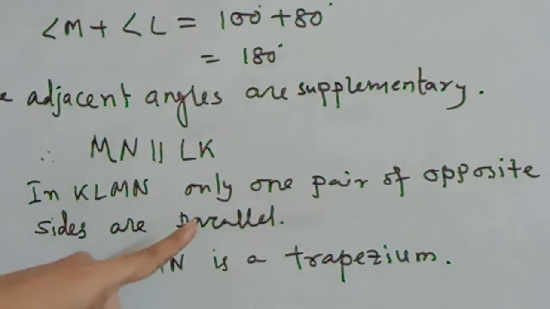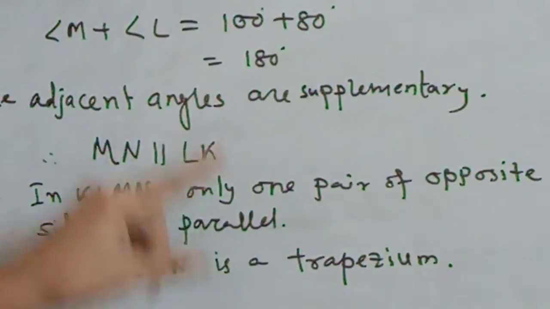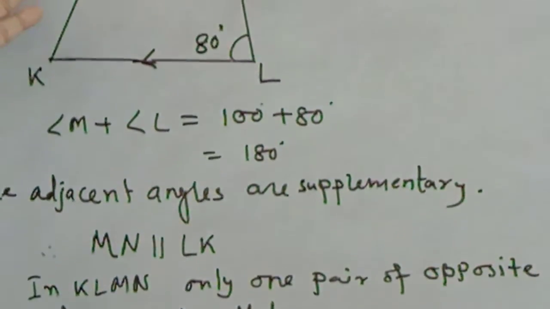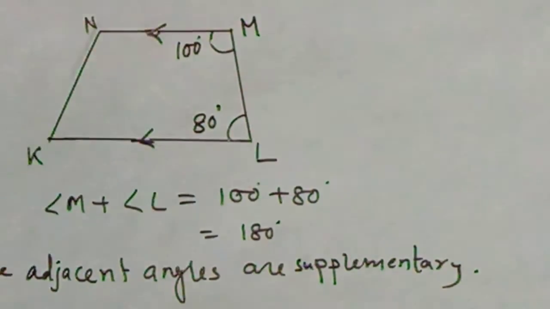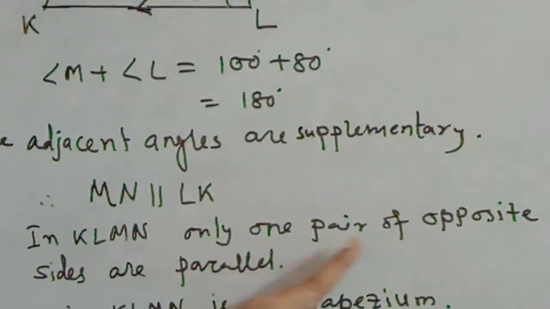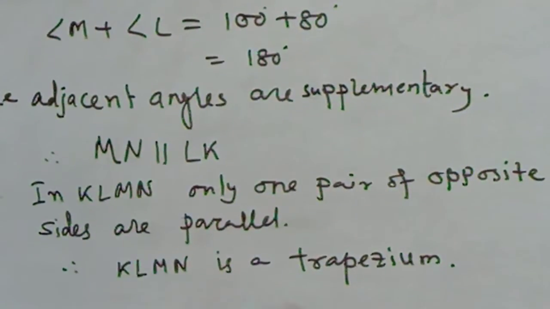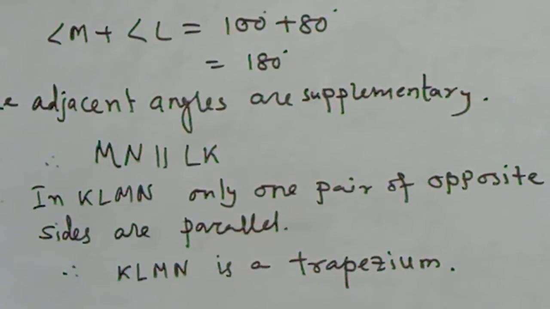If in KLMN only one pair of opposite sides were equal and parallel, then it would have to be a parallelogram. Then opposite sides must be equal. But it is not that. In KLMN, only one pair of opposite sides is parallel, not equal. Therefore, KLMN is a trapezium, not a parallelogram.